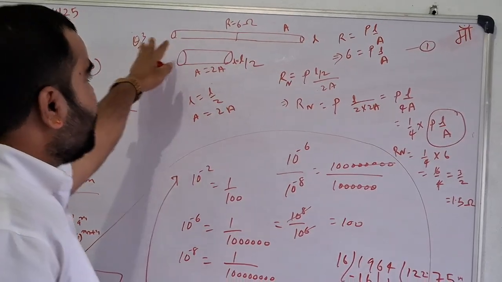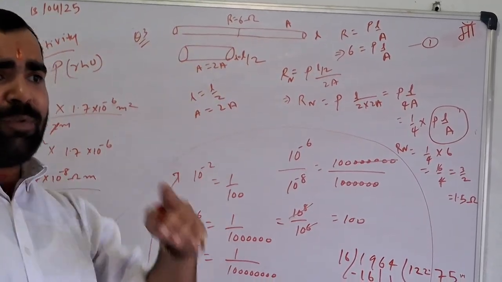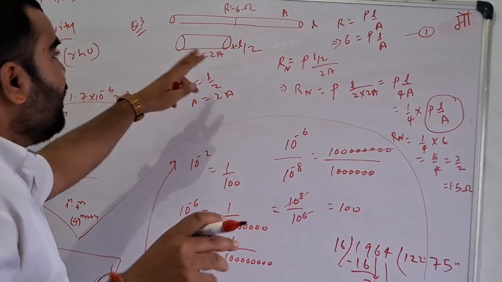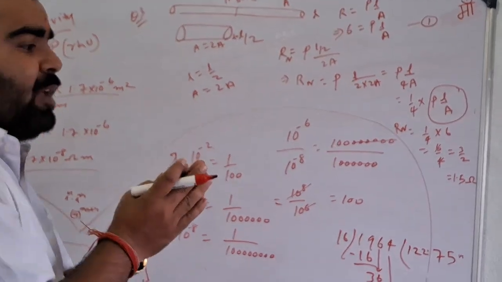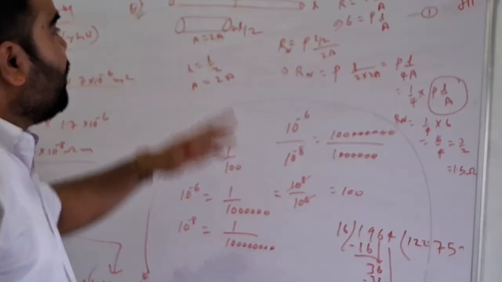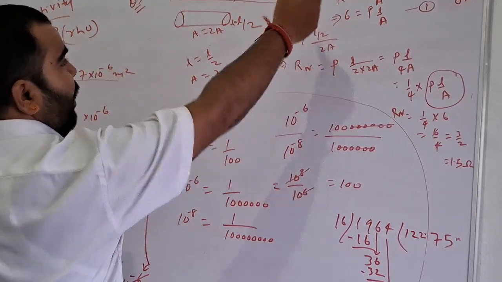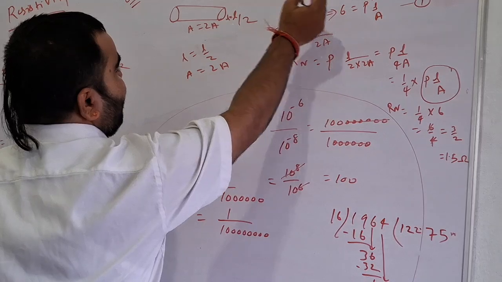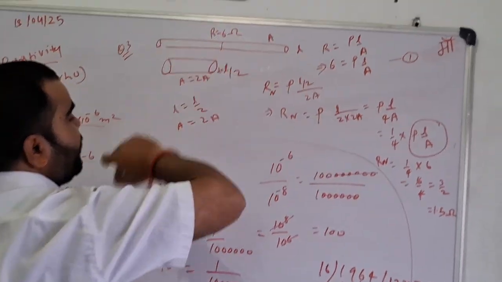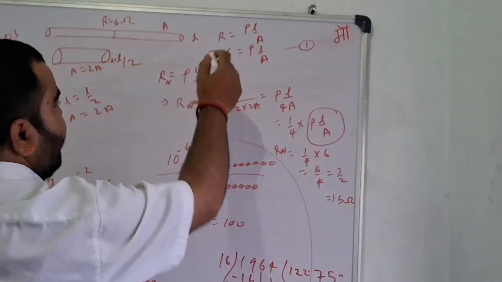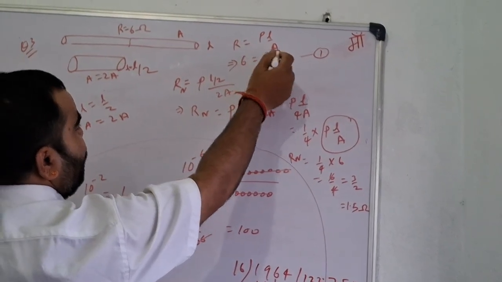So in the first case, you have to find the new resistance. Question is that 6 ohm resistance wire is folded up. Okay. So what would be the new resistance? Previous one is having the resistance 6 ohm. So if the area of cross section is A and length L and resistance 6 ohm, so R is equal to rho L by A. Correct? So 6 we can write here, 6 is equal to rho L by A.